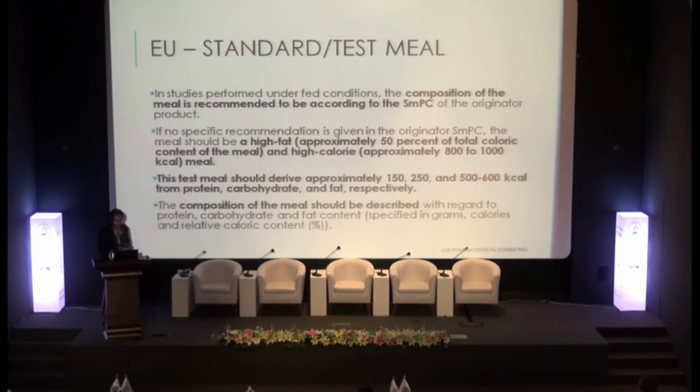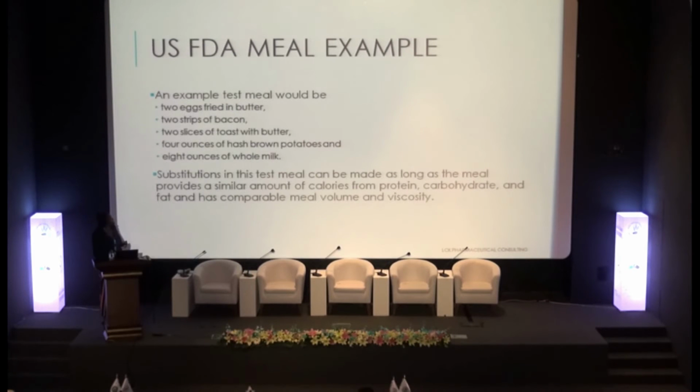For the EU, we see that the specifications are pretty much the same as what the US FDA recommends, so I'm not going to go much into the 50% and all of that. So how does the US FDA meal look? This is basically what has been listed in the guidance. An example of the meal would include 2 eggs fried in butter, 2 strips of bacon, 2 slices of toast with butter, 4 ounces of hash browns, potatoes, carbs, and 8 ounces of whole milk.